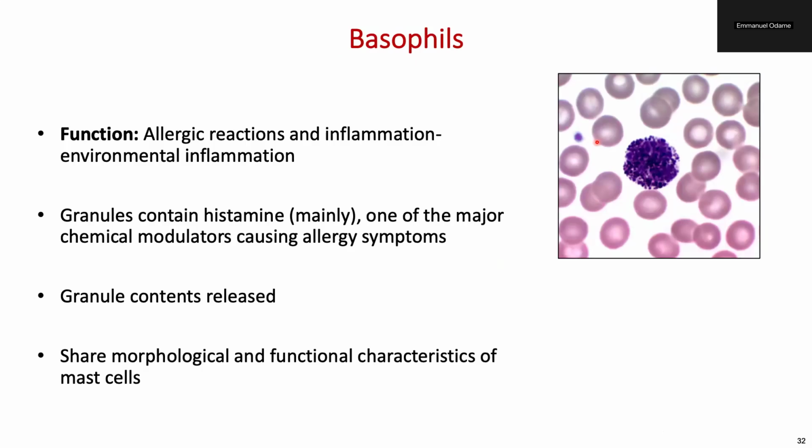The next one is basophils, and their function is related to their presence during allergic reaction or inflammation. You always find them in an environment which is being inflamed. They contain granules, and these granules contain histamine, one of the major chemical modulators causing allergy symptoms. Their granule content is released out into the environment. They share similar morphology and function characteristics with mast cells, which we'll talk about later on.